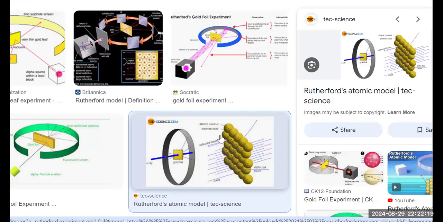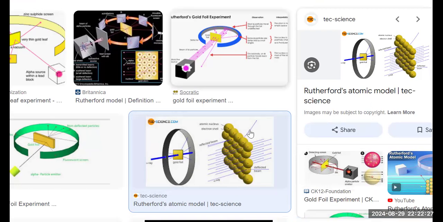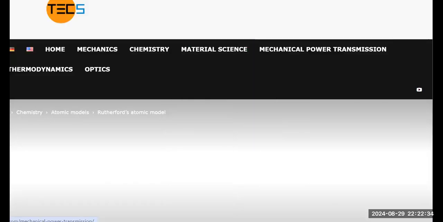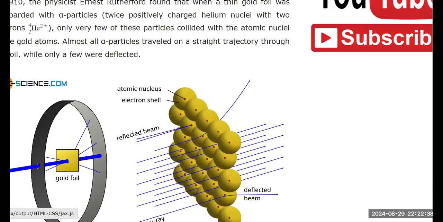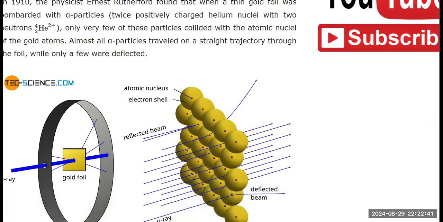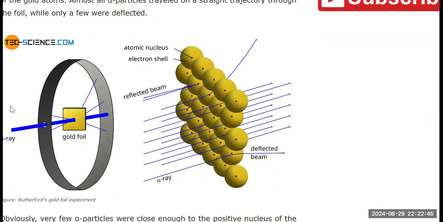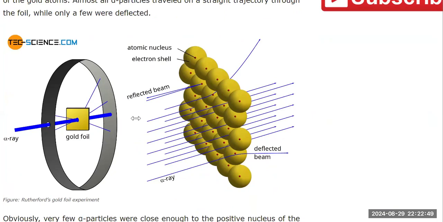Look at that diagram. Rutherford fired alpha particles at a thin sheet of gold foil. You can check if I open the next tab, you will see it clearly. Just wait. Yes, this is the correct one. Now you can see Rutherford did this experiment.